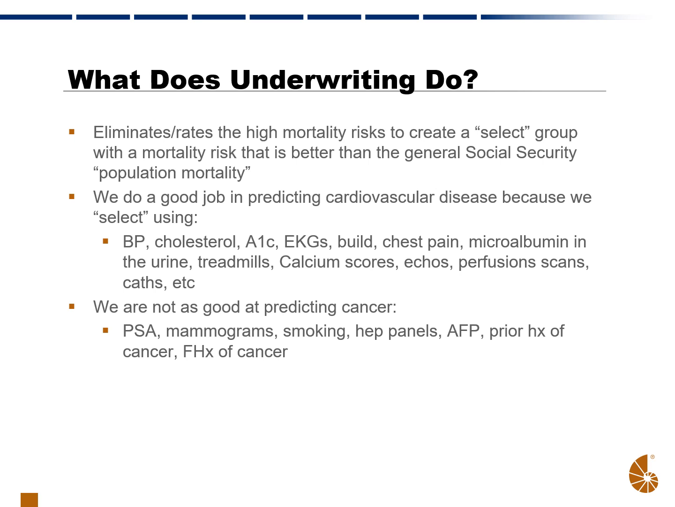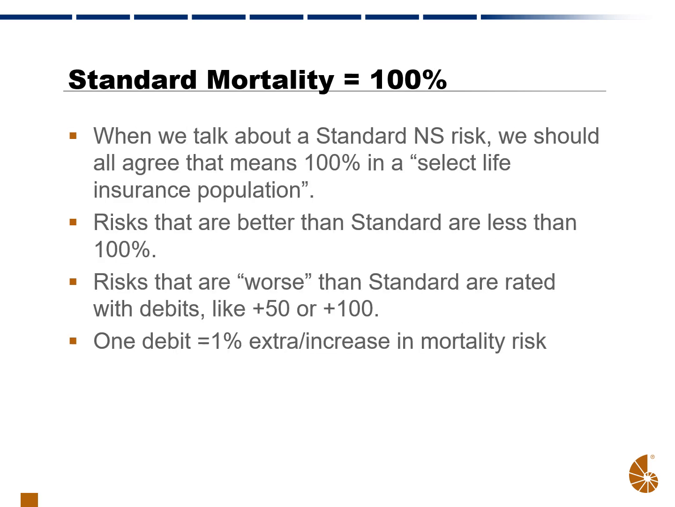But we're not so great at predicting cancer. PSAs are not often utilized when they could be. Mammograms are helpful. Smoking history can be useful. If somebody has hepatitis B or C that's active, that can be a predictor for liver cancer, etc. Family history of liver cancer, but we don't have as many tools to predict cancer as we do to predict cardiovascular risk, right? So let's talk about standard mortality.